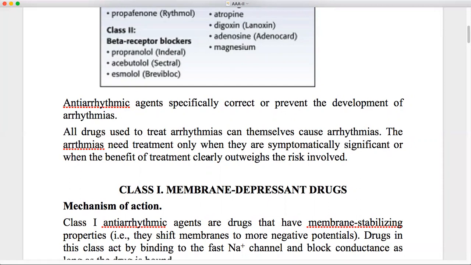Okay, so that is why in most cases arrhythmia treatment will be given only when the arrhythmia is very significant, only when it is symptomatically required. Symptomatically significant, very important, or when the benefit of the treatment clearly outweighs the risk involved. Okay. So when it is clear cut like this, then only the arrhythmia has to be treated with the antiarrhythmic agents. Okay. Now we'll see the various classes of antiarrhythmic agents.